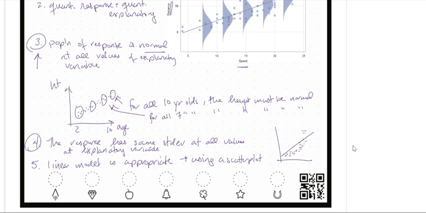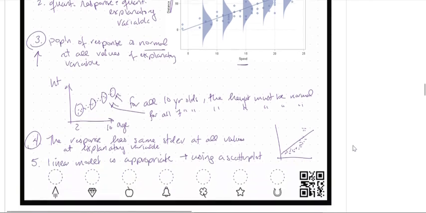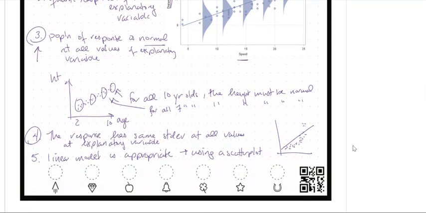So those are the 5 conditions for regression: that I have a random sample, that my response is quantitative, and that I have a quantitative explanatory variable, that my response is normal at all values of the explanatory variable, and that the response has the same standard deviation or spread at all values of that explanatory variable. And finally, in order to do regression in the first place, my linear model must be appropriate. It must look as if I have a linear form.